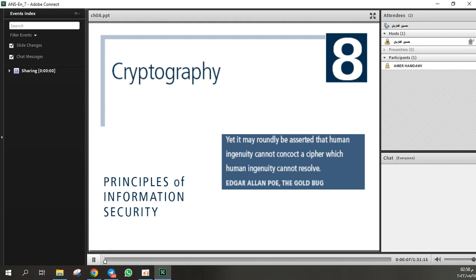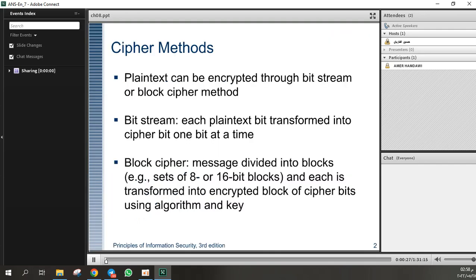Today we want to talk about chapter 8 of the book. In this chapter we talk about cryptography as one of the main security tools when we are talking about information systems. We know that we can use cryptography methods applying on plain text to encrypt them.